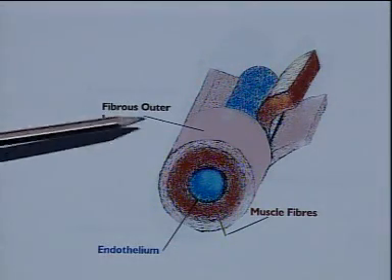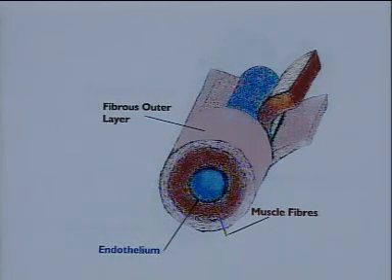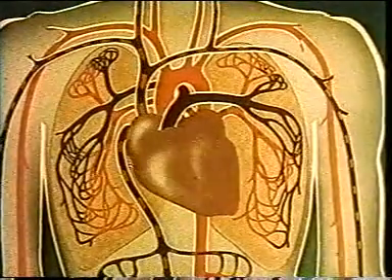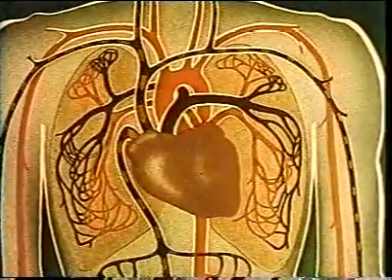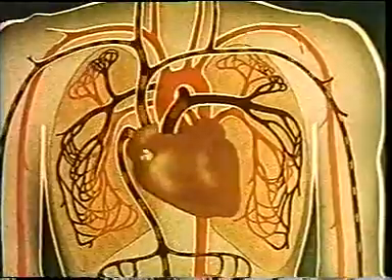This outer layer is made up of fibrous connective tissue. Now look at the middle layer. It is made of smooth muscles and elastic tissues, while the innermost layer consists of an elastic membrane called endothelium. All arteries except the pulmonary artery carry oxygenated blood from heart to other parts of the body.